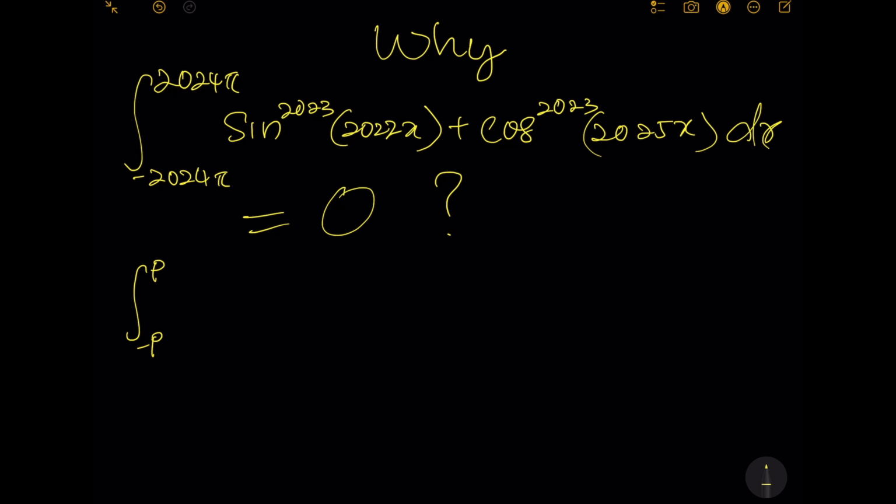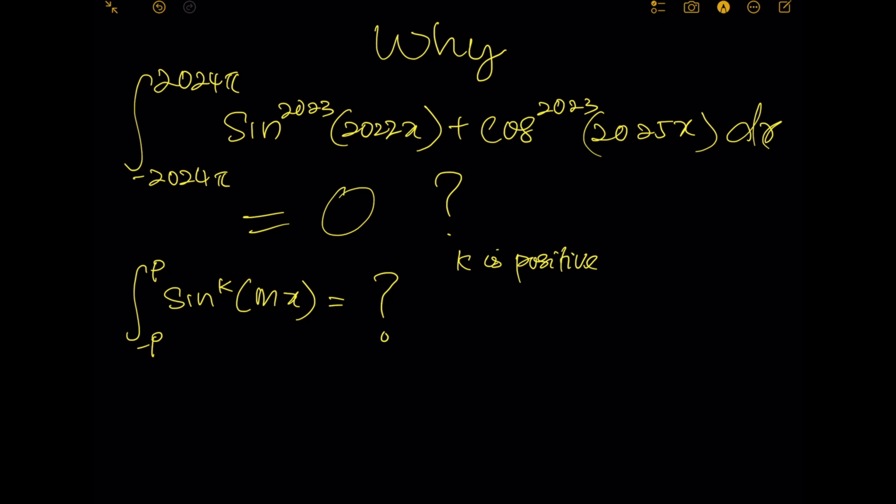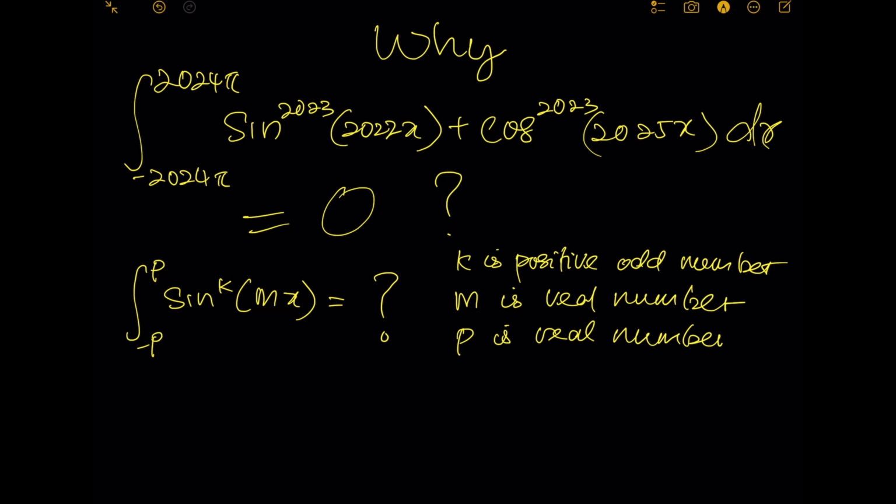We first focus on the integral of the sine function in the generic case. If k is a positive odd number, and m and p are real numbers, and those conditions are fulfilled, the answer of this generic integration is equal to 0. How do I know? Let's see the further discussion.